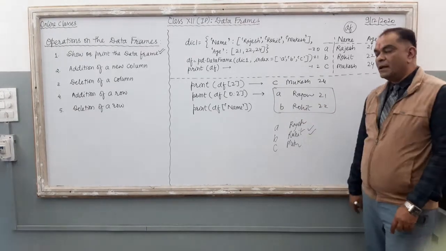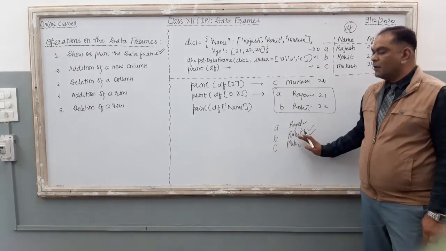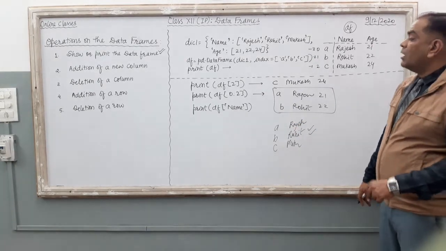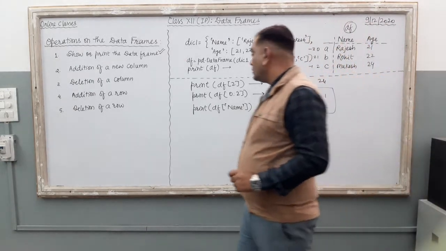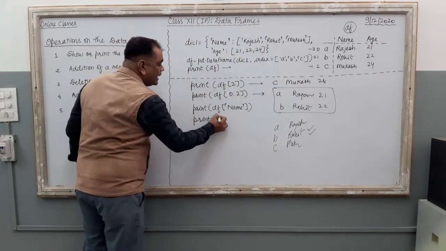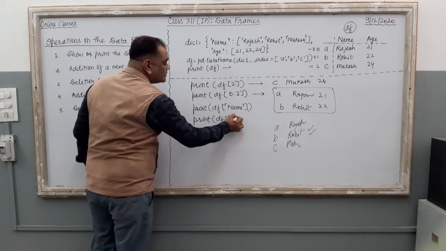There is no column heading here right now. If you print only one column, there is no column heading in the output. Right? If you want to show the age column, then what will your command be? Your command will be print(df['age']), with age inside the bracket.